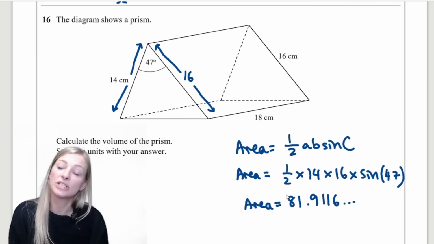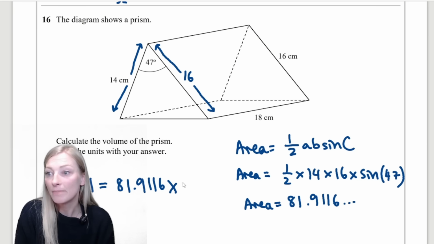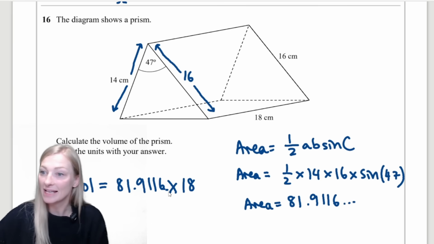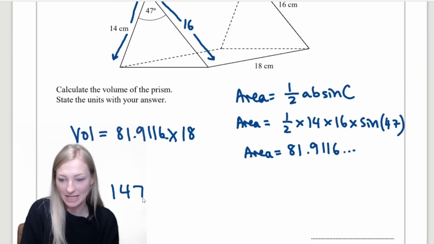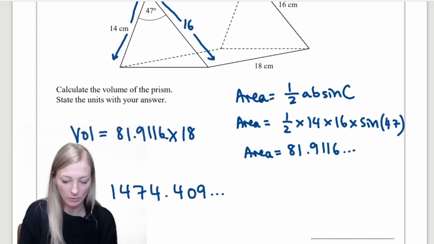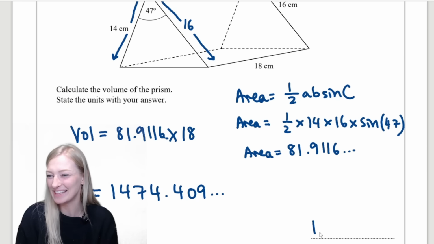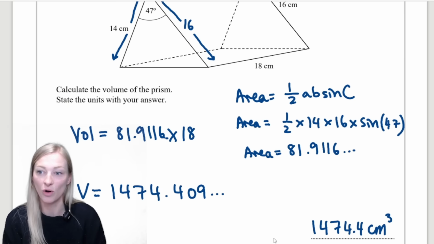81.9116. Now, in order to turn that into the volume, we need to multiply that by how far back it goes. So 81.9116 multiplied by 18, and we get a volume of 1,474.409. I'm just going to round it to 1 decimal place because I forgot to tell you guys what to round it to. So I'm going to do 1,474.4 centimeters cubed would be the units for the volume of that prism.